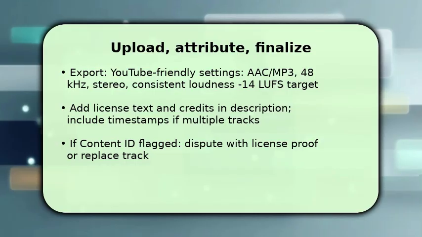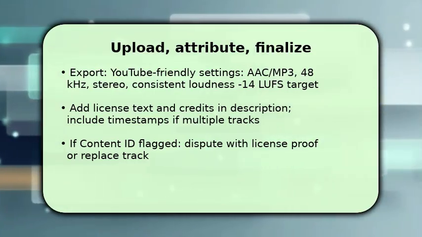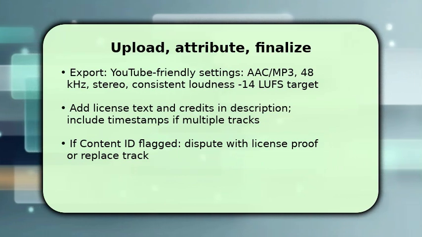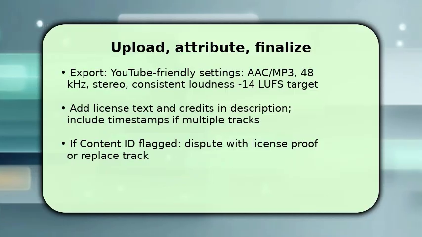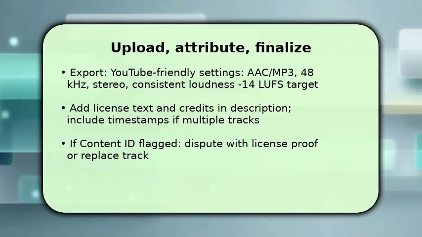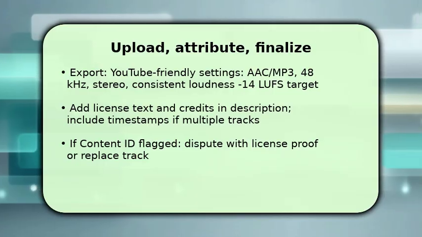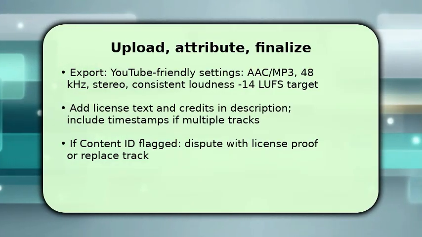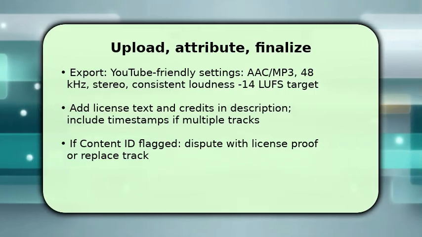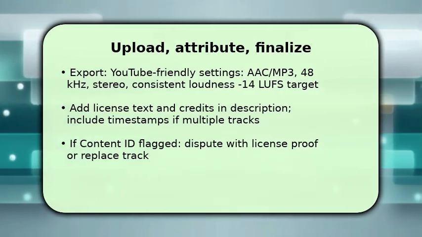When you export, use YouTube-friendly settings and aim for a consistent loudness around -14 LUFS so viewers don't need to adjust volume between videos. Next, paste the license text and attribution into your video description and list exact timestamps if you used multiple tracks. If YouTube flags the audio via Content ID, don't panic. Pull your license file and dispute with evidence or swap out the track and reupload. One troubleshooting tip: always keep original license receipts accessible.